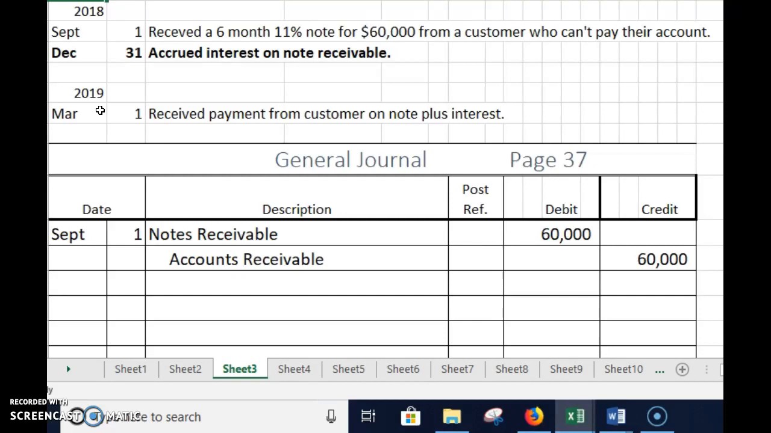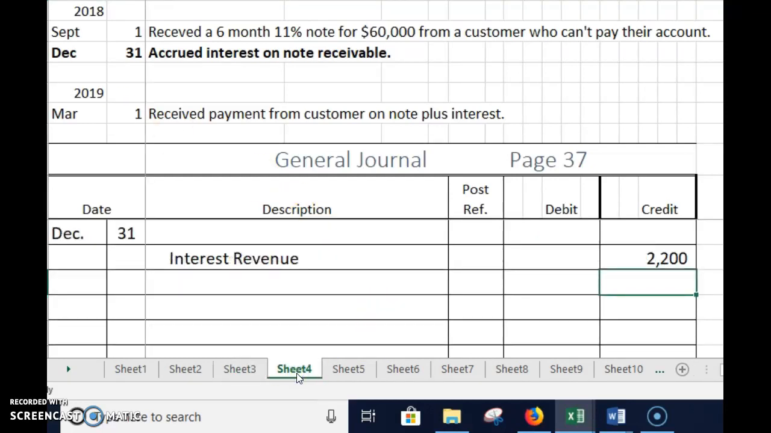We have to make an adjusting entry on December 31st to accrue for the interest revenue that we have earned on this note receivable. So on December 31st, we're going to credit interest revenue, and we're going to see it works out to be $2,200, because we calculate it by taking the $60,000 multiplied by the 11%. 60,000 times 11% would give you a whole year of interest. But we haven't earned interest for a whole year. We've earned interest from September 1st to December 31st. So September, October, November, and December is 4 months of interest. So we're going to multiply that full year of interest by 4 divided by 12. That's how we come up with $2,200 as the amount of interest revenue we have earned in 2018, and that's what we should be reporting on our income statement.